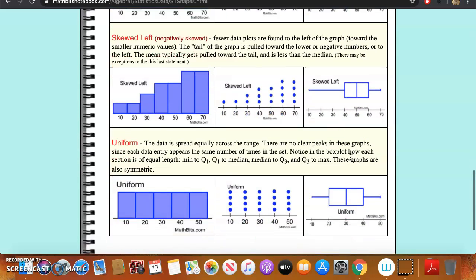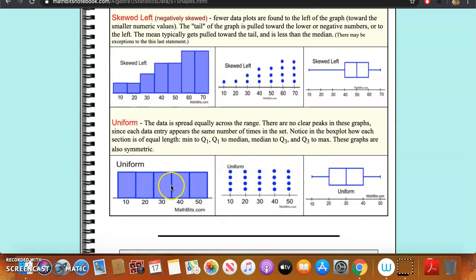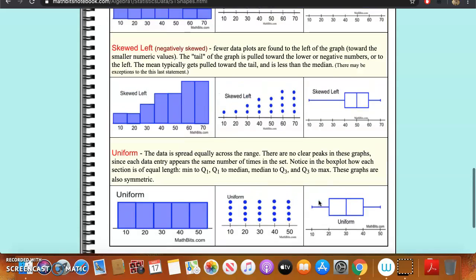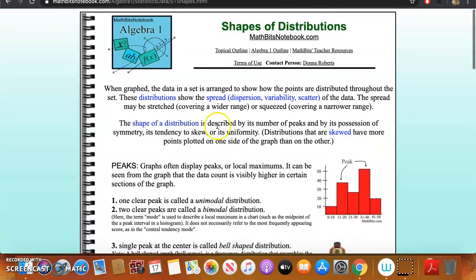Okay? So now, finally, in this last distribution, we call this a uniform distribution because if we look at the bins, they are all of the same height. When we have uniformity in the distribution, we call that uniform. So this is what it would look like using a histogram, here using a dot plot, and here using a box plot. Okay? All right, so I think that's more than enough for you guys to be able to do the problems.